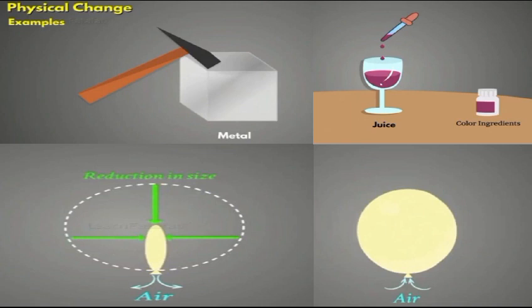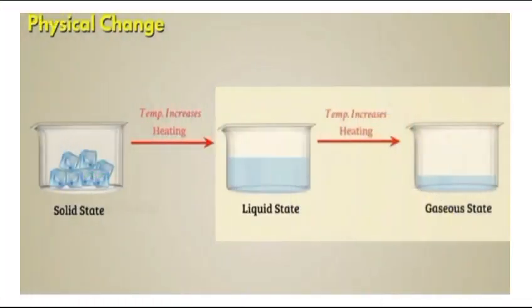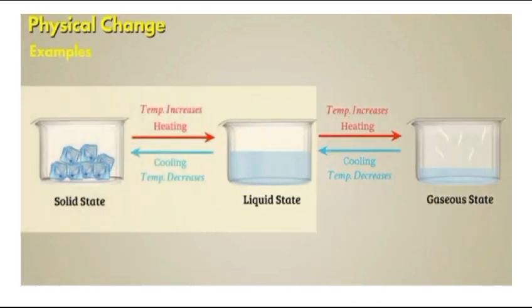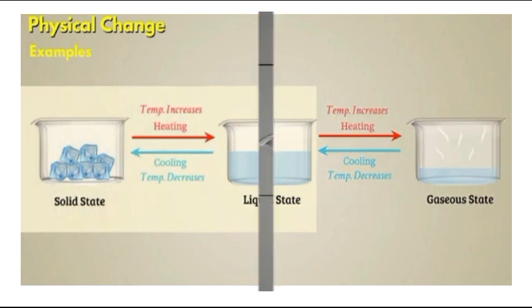We often add colorful ingredients to make colored juices. By heating a substance, it is possible to change its state from solid to liquid or liquid to gas. Similarly, by cooling, the state can change from gas to liquid and liquid to solid. During the change, no new substances are formed.